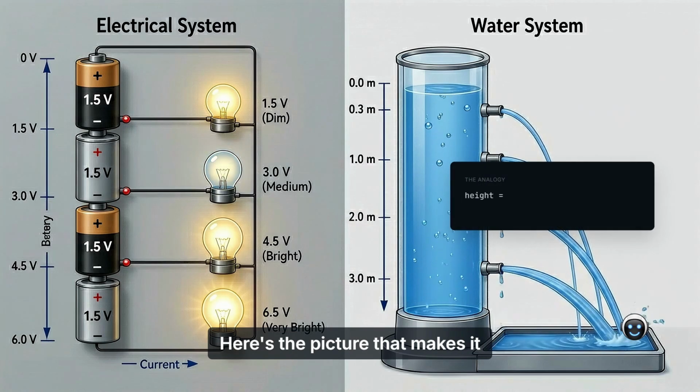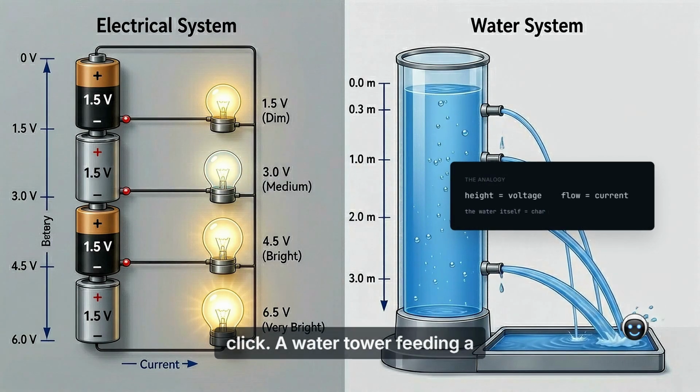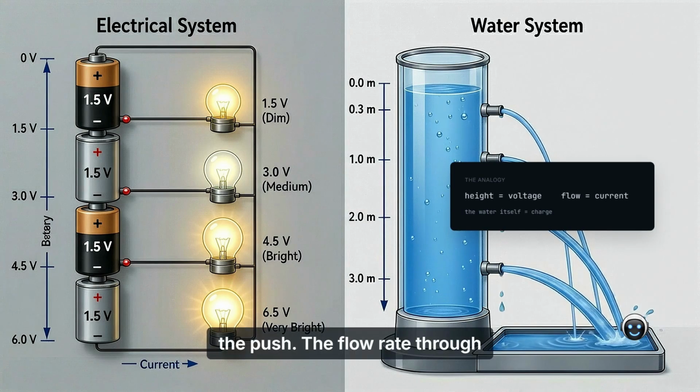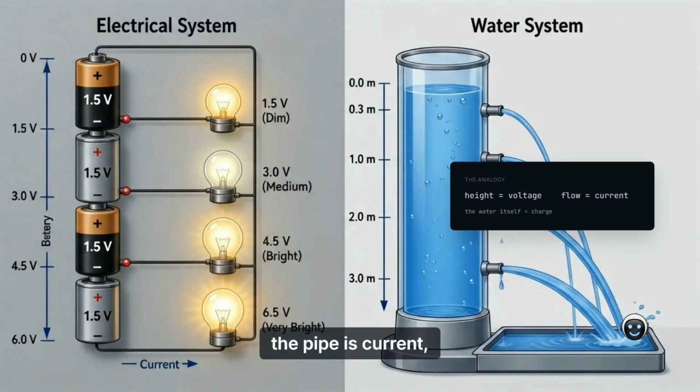Here's the picture that makes it click. A water tower feeding a pipe. The height of the water, its pressure, is voltage, the push. The flow rate through the pipe is current, and the water itself is the charge. Raise the tower, stronger flow. Narrow the pipe, that's resistance. And even a tall tower pushes only a trickle.